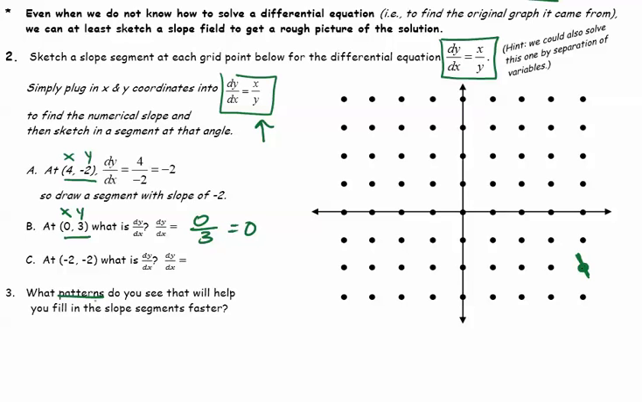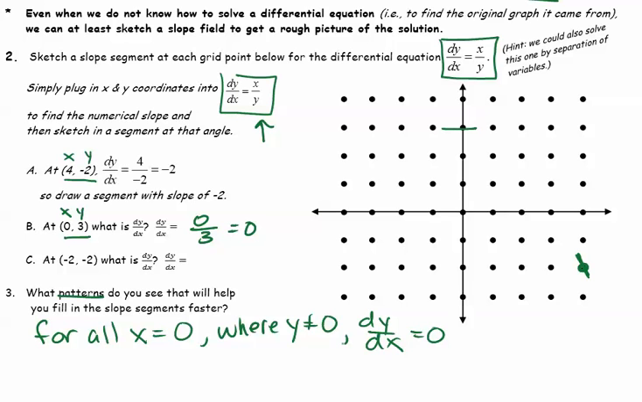So when x is 0 and y is not 0, so at the point 0, 3, we've got a slope of 0. And wouldn't that also be true for all x equal to 0? Where y is not equal to 0, then we'll get dy dx equal to 0. So when the numerator is 0, that means the x-coordinate is 0. So all the way up and down the axis here, we can put in these horizontal tangents. We have to be very careful to remember to skip the origin. So we know here that y cannot be equal to 0, since that would give us a 0 in the denominator of our derivative.